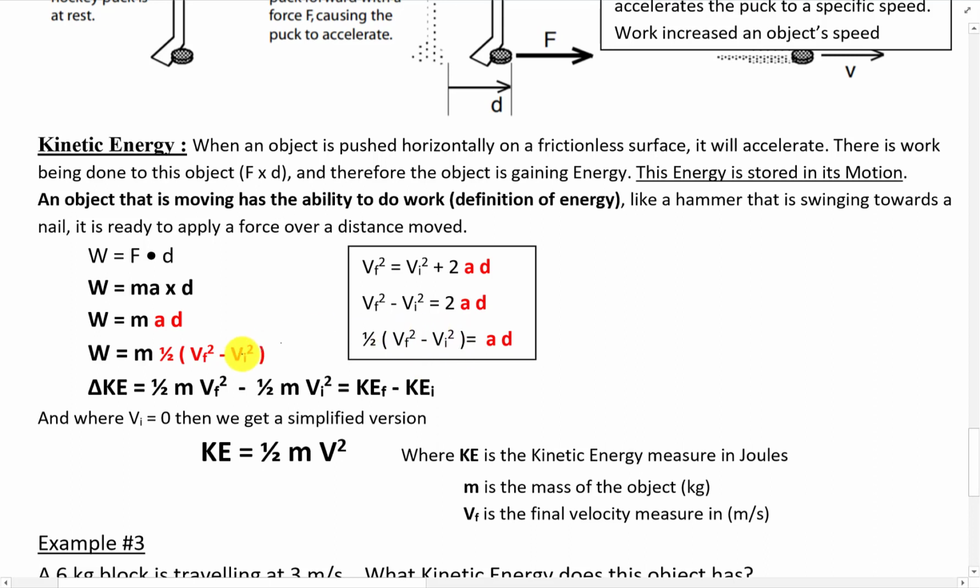Substituting this in, you don't ever have to recreate this, but you can see that I'm coming up with the formula that kinetic energy is 1/2 mv squared, and that the change in kinetic energy is 1/2 mvf squared minus 1/2 mvi squared, which is the final kinetic energy minus the initial kinetic energy. You can see the 1/2 mvf squared.